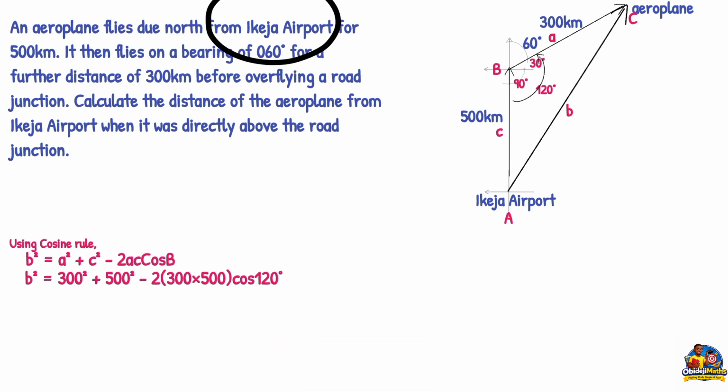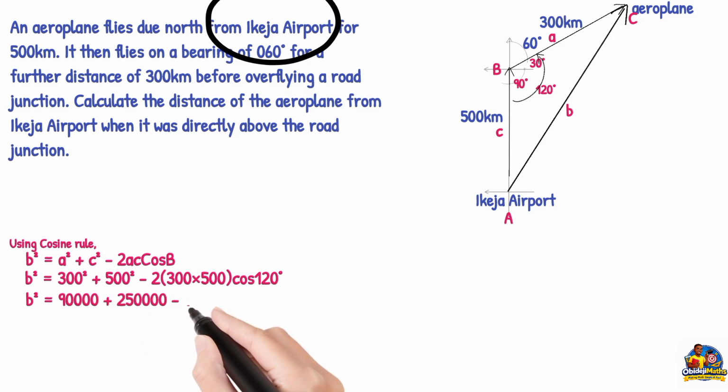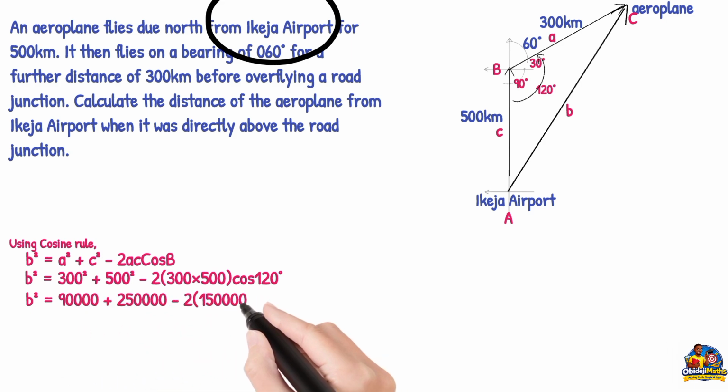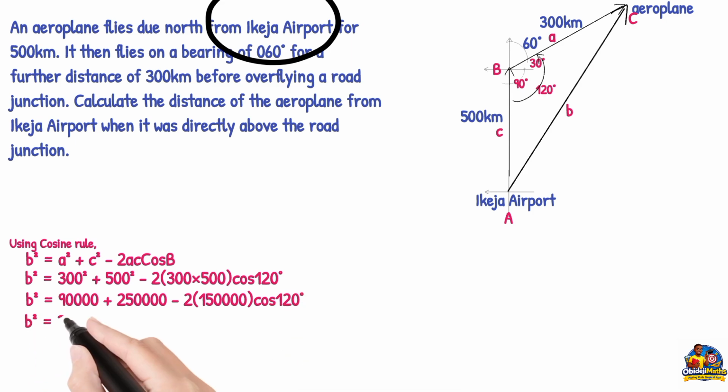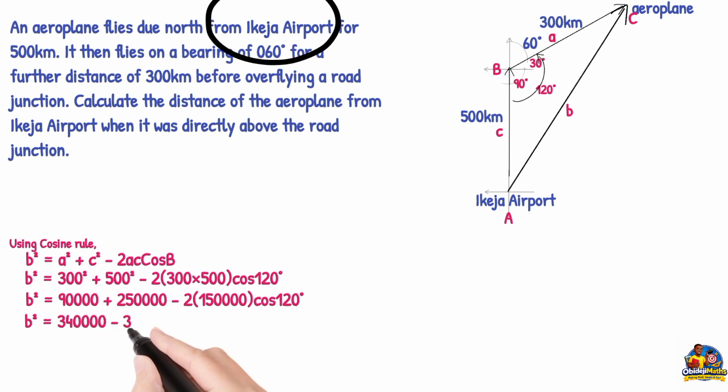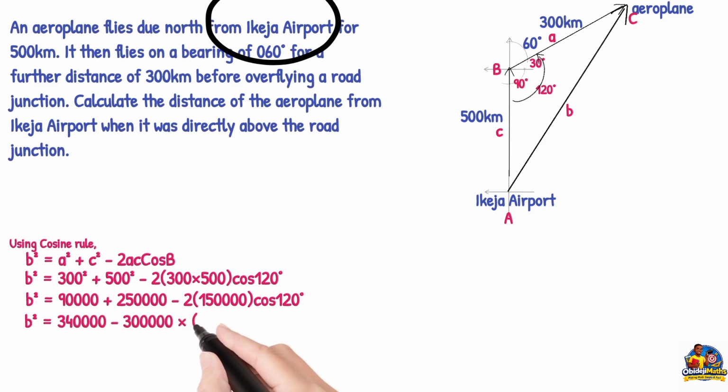So we have b squared equals 90,000, that is 300 squared, plus 250,000, that is 500 squared, minus 2 into brackets 150,000, that is 300 times 500, cos 120. So add 90,000 and 250,000 together, and that will give you 340,000. Minus, multiply 2 and 150,000 together, that's 300,000. What is cos 120? Minus 0.5.